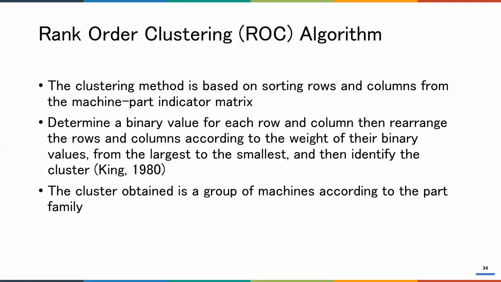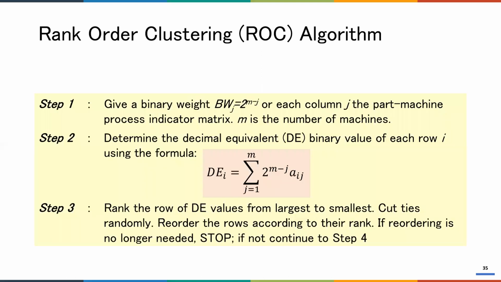And then this clustering basically will obtain the MC, or the machine cell, based on the part family, because we are rearranging the indicator matrix. So at the same time we have the part family, we will also have the machine cell. There are in total going to be 6 steps to do the ROC.